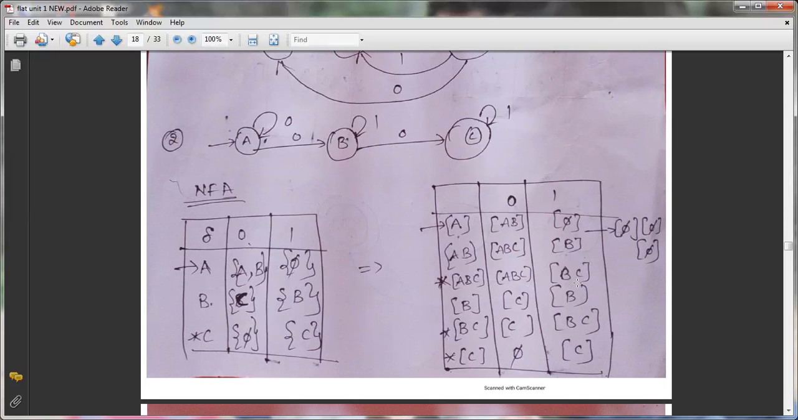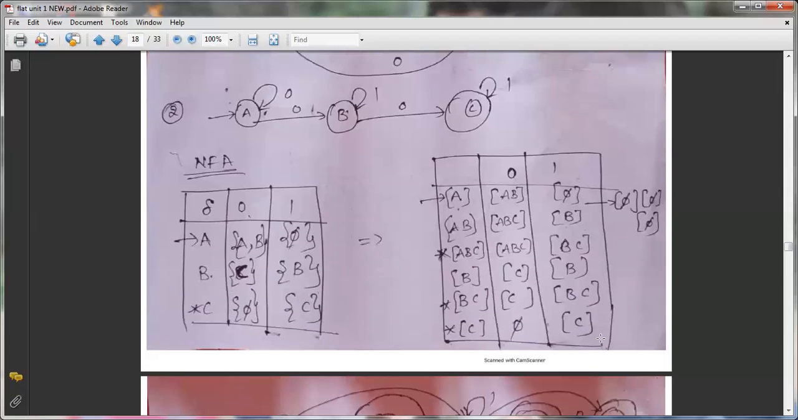Now I am having BC as a new state again. So I am taking it as B on 0 is going to C. C on 0 is going to null state. So I'll write it as C. B on 1 is going to where? B. C on 1 is going to where? C. So I'll write it as BC. C on 0 is going to where? Null state. C on 1 is going to where? C. So is there any other new states here? No. So we have no other new states.